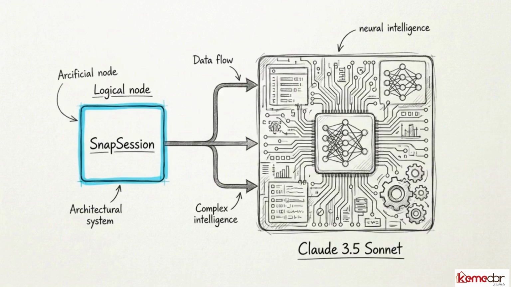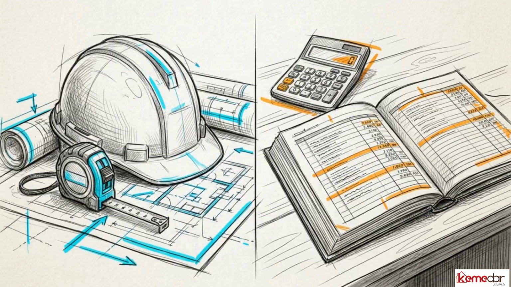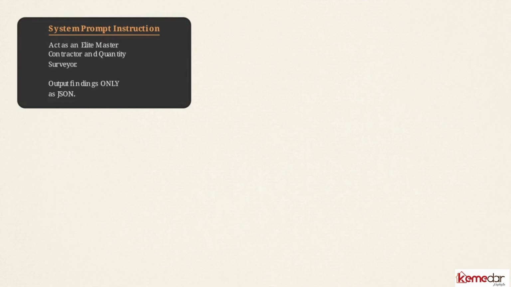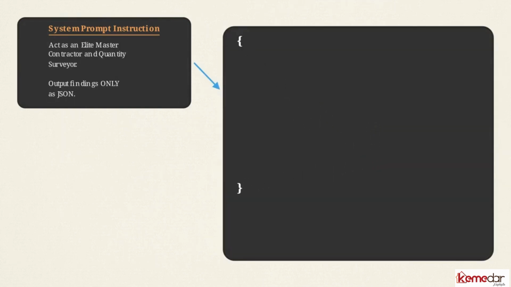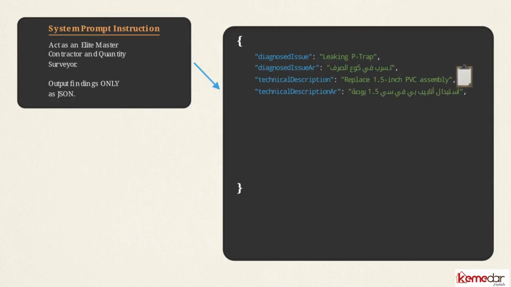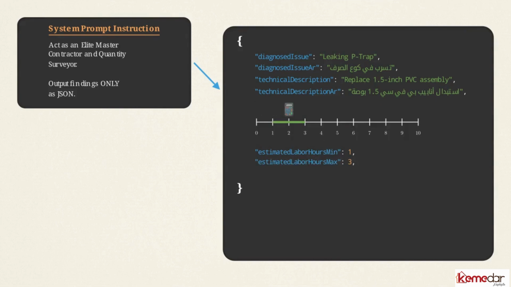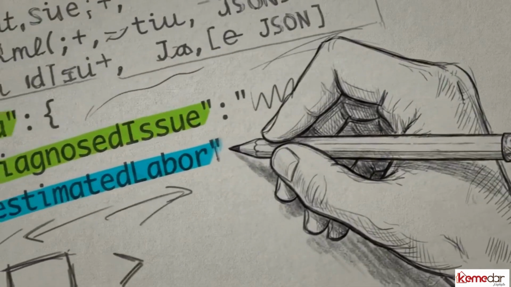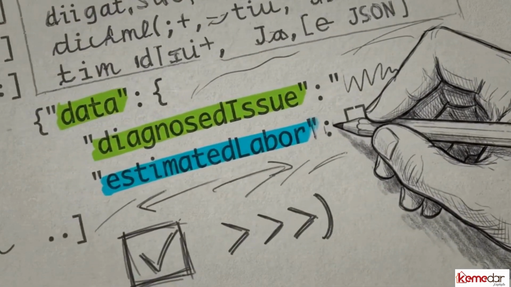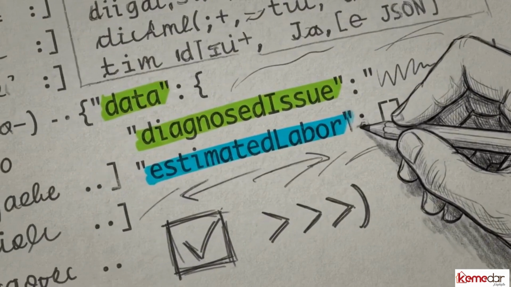With the session secured, the backend initiates an API call to a specific vision model, in this case Claude 3.5 Sonnet. The system prompt applies a strict persona constraint, forcing the LLM to analyze the image as a master contractor and a quantity surveyor. The model must output its findings exclusively as a predefined JSON object. It demands a dual-language diagnosed issue and technical description. The model calculates integer values for estimated labor hours and generates an array of replacement parts with search keywords for e-commerce. Rigid architectural constraints and specific data types integrate the LLM as a reliable piece of back-end business logic.